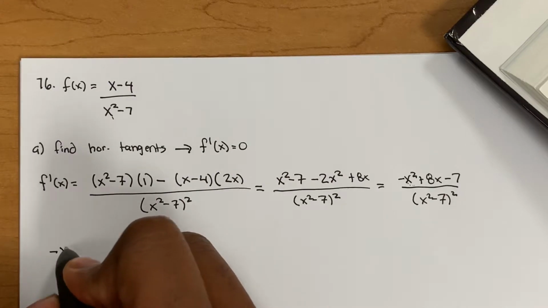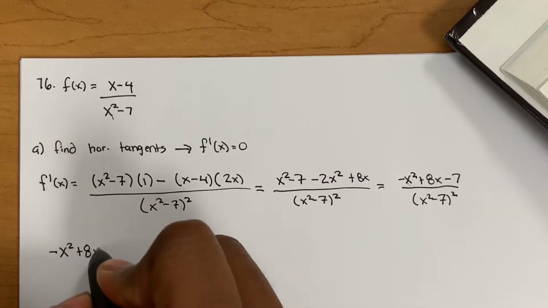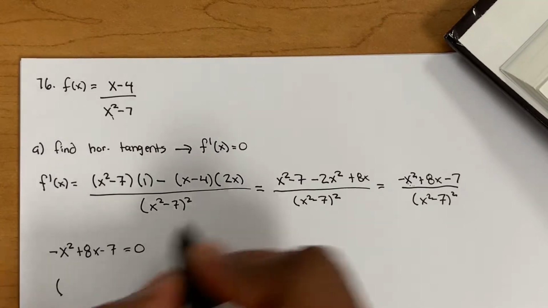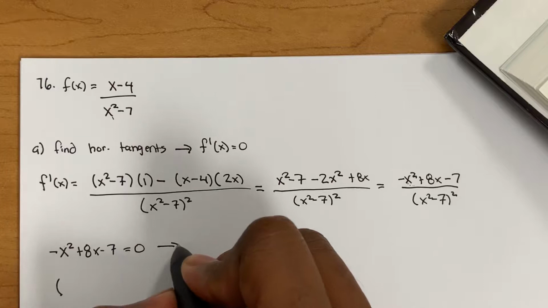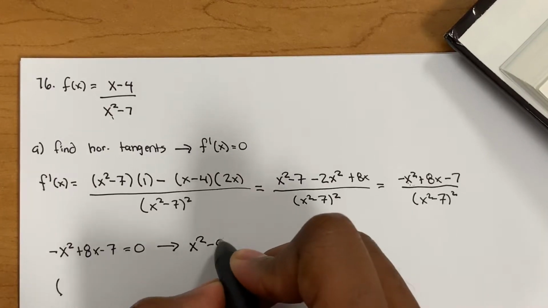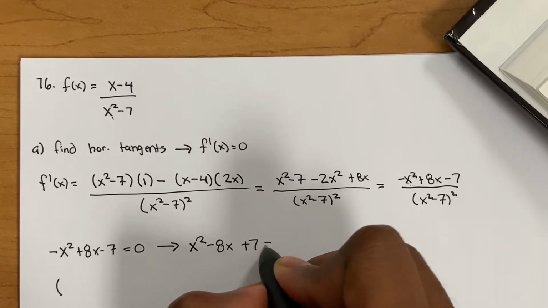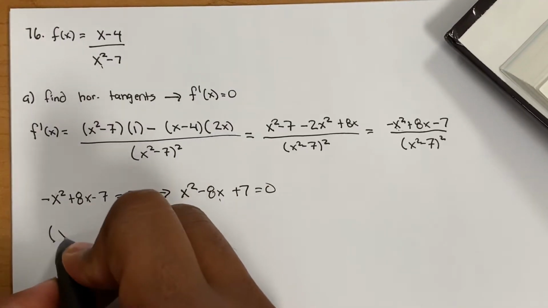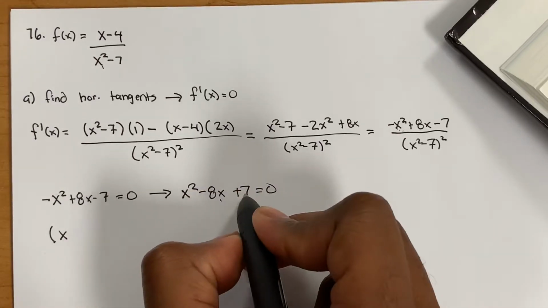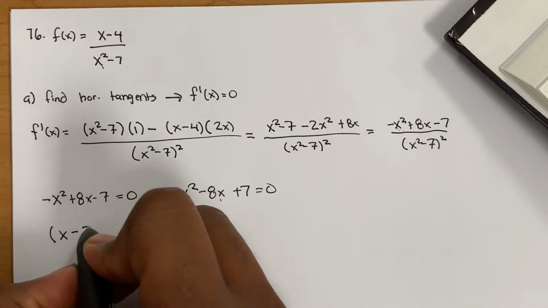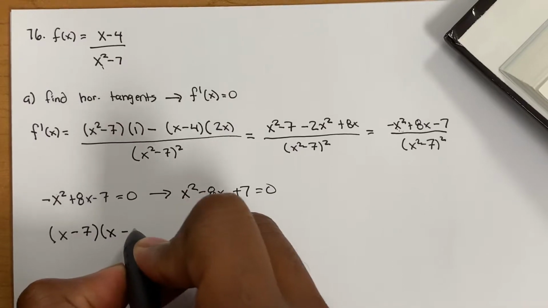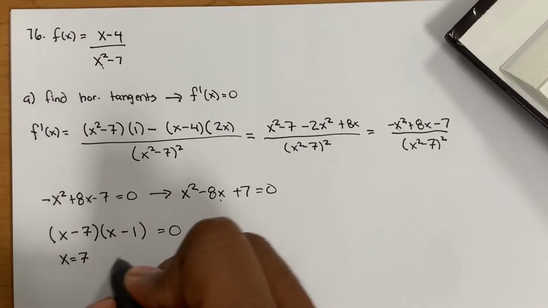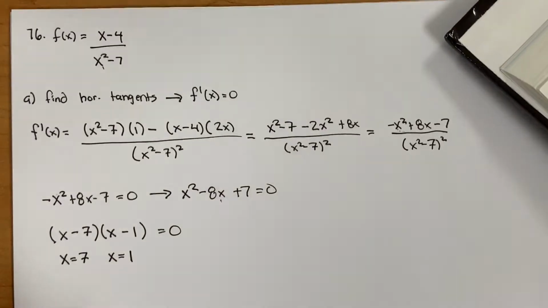So we're solving the equation negative x squared plus 8x minus 7 equals 0. Now that's the same as if we had x squared minus 8x plus 7 equals 0. We just multiply everything by negative 1. And that would just be x, well, what are the factors of 7 that give you negative 8? So x minus 7 and x minus 1 equals 0. So x equals positive 7 and x equals 1.